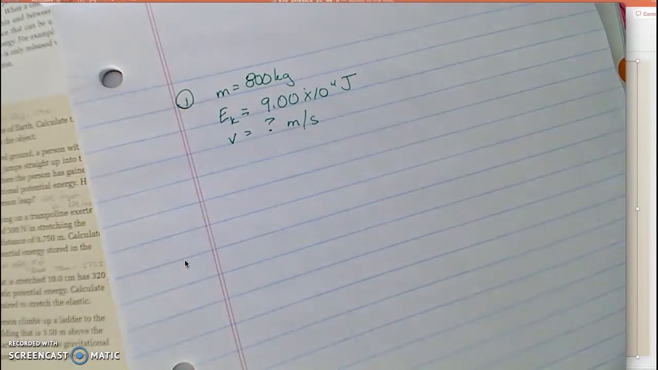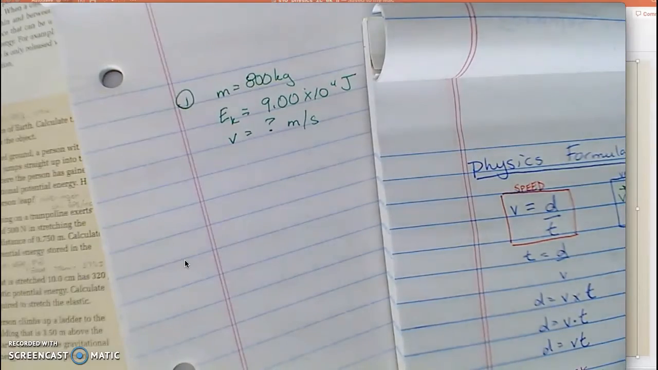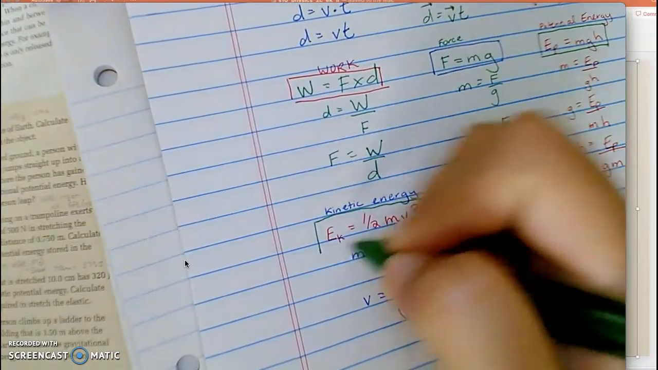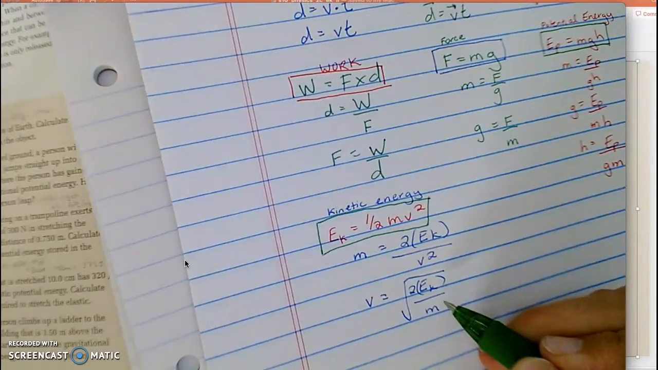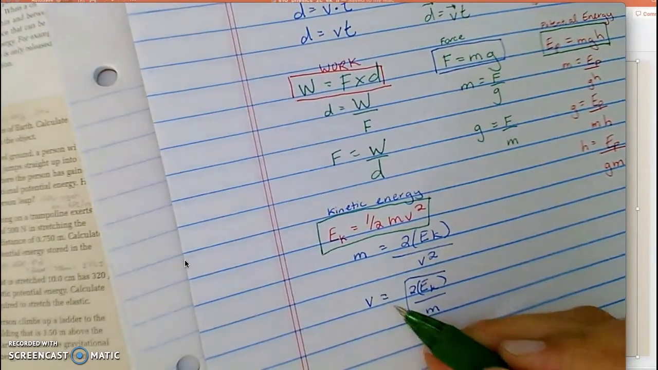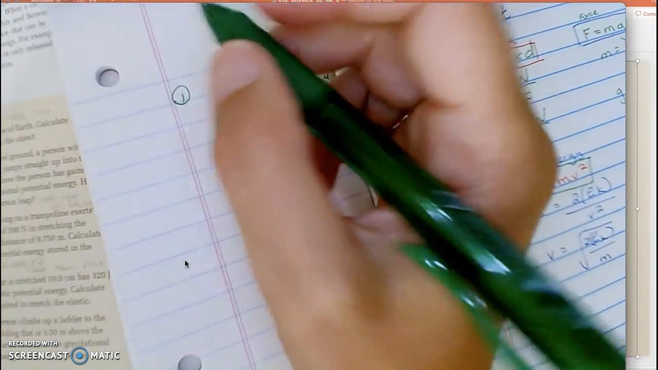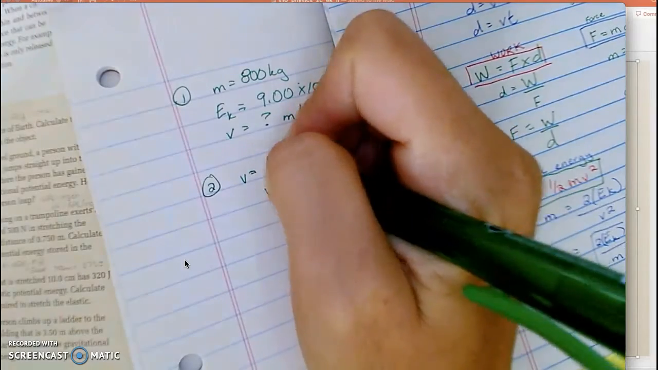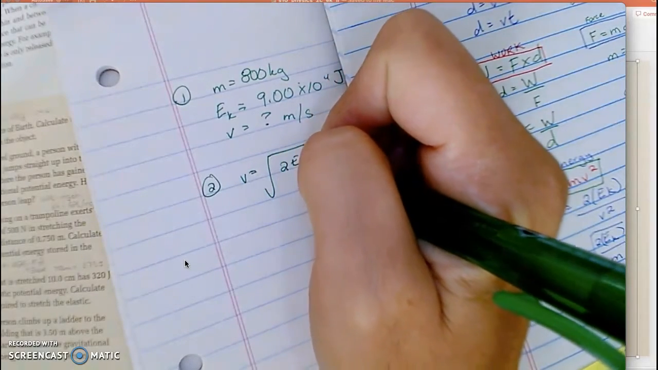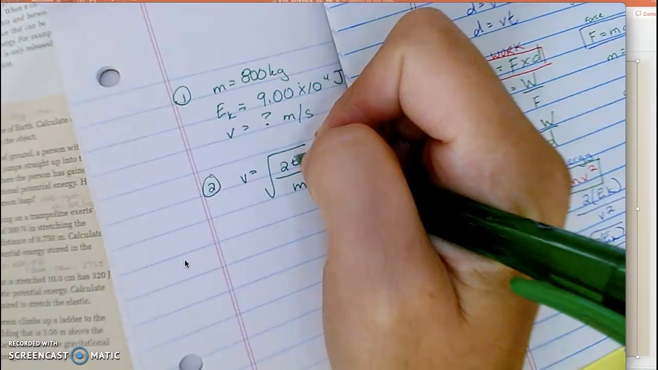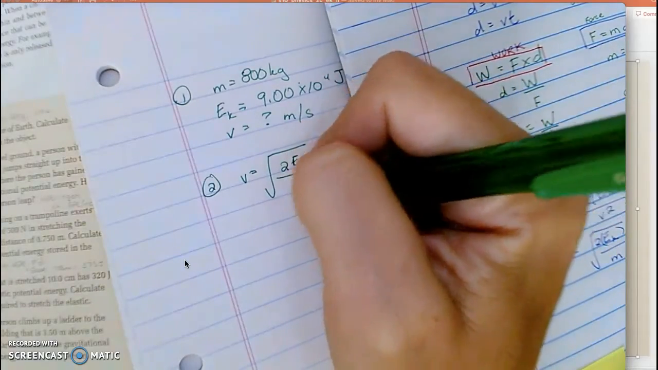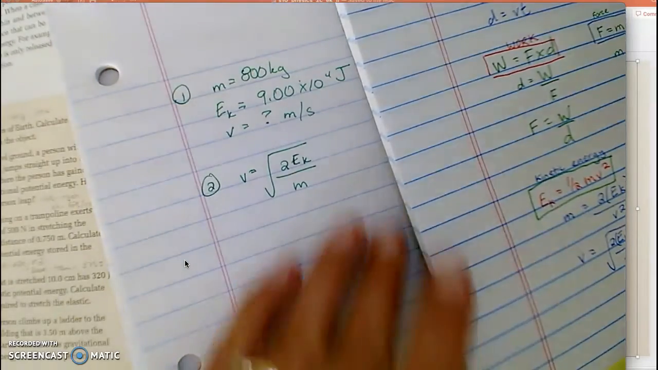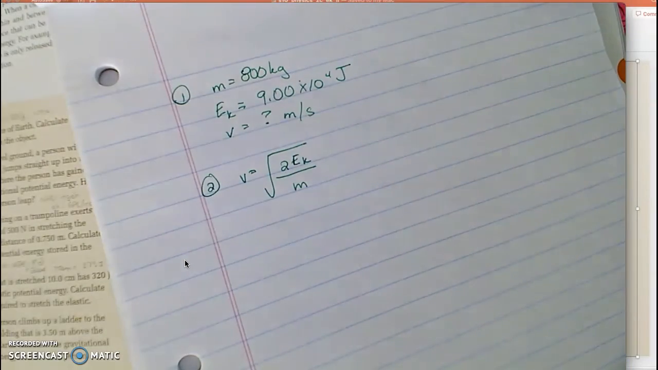Then we're going to grab our formula sheet. This is our main formula. This is our rearranged for speed formula. So let's put V, step 2 formula, is the square root of 2 EK divided by M. You're going to want to do what's in here first, then square root your answer. And I'll show you how to do that right away, because that's what we're doing.